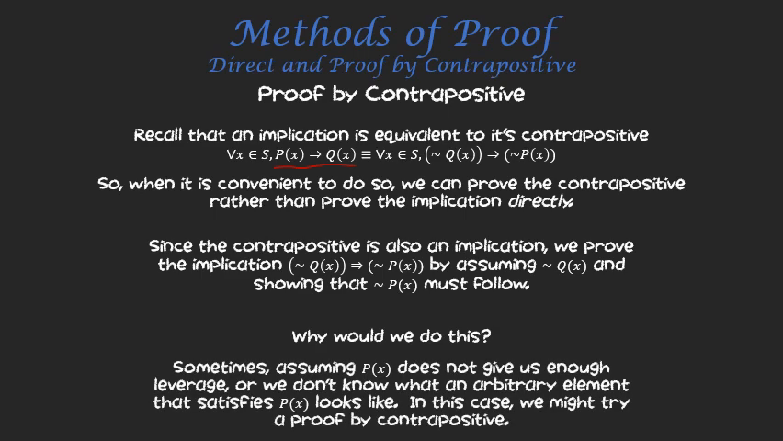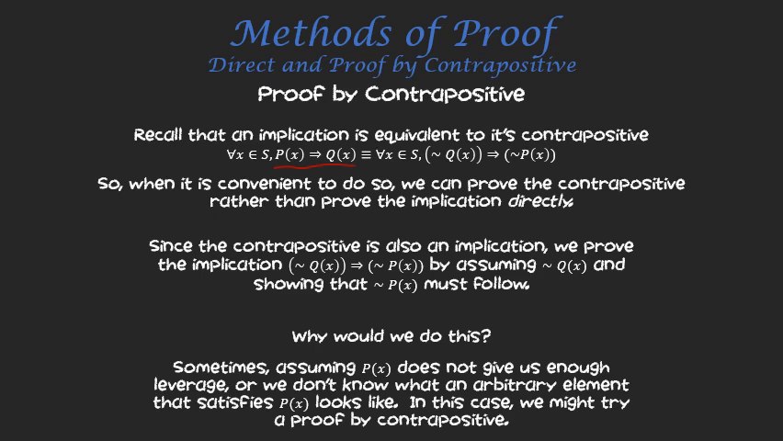So why might it not work? Well, sometimes assuming p of x, right, that's the first step in showing this implication p of x implies q of x, sometimes assuming p of x, it doesn't give us enough leverage. You'll see what I mean in a second. But what I mean is we don't know what an arbitrary element satisfying p of x looks like.